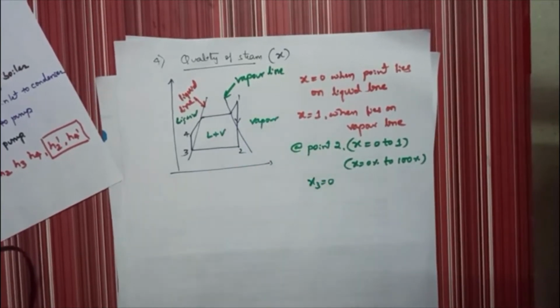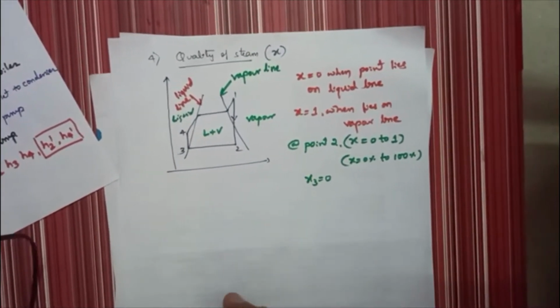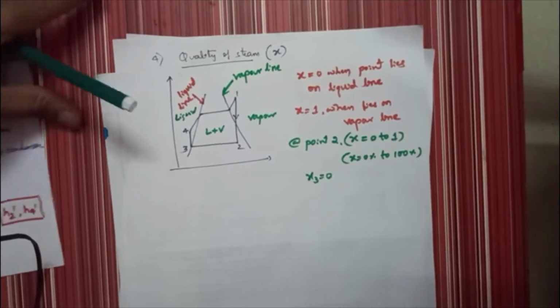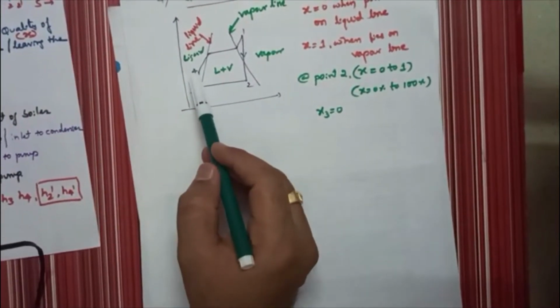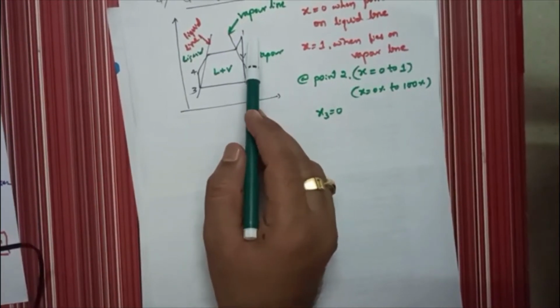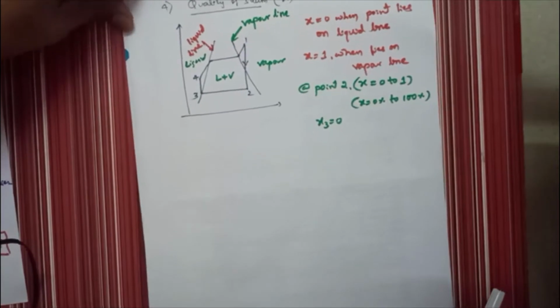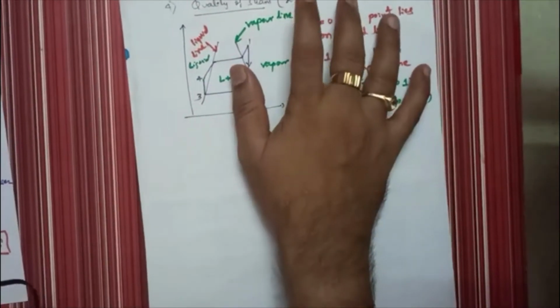This is what we discussed in lecture number 2. It is important for solving numericals, and that is the reason I am explaining once again. Okay, so X3 is equal to 0, and X4 is also 0 because this is liquid. X1 is 1. This is what is called quality of steam, that is X.